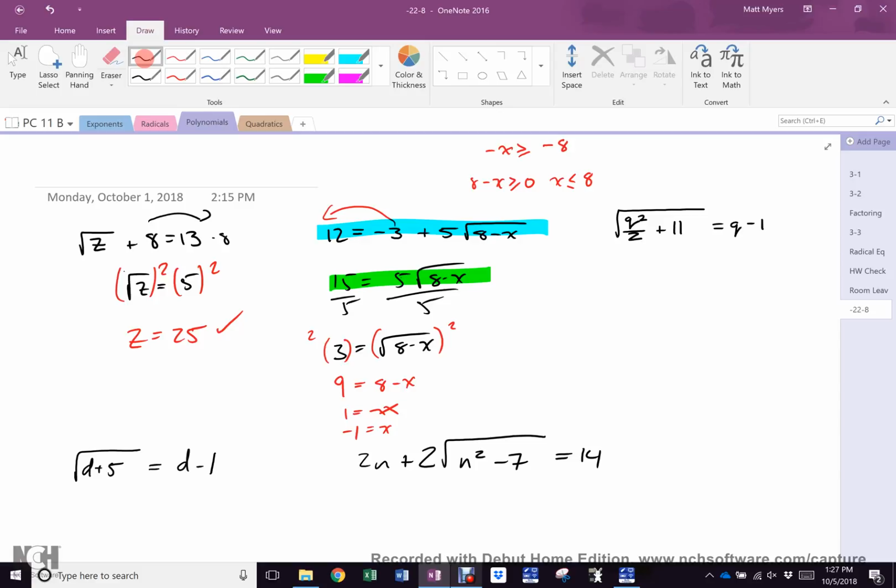equations. Is the radical isolated? Yes. So what should I do? I should square it, because it doesn't matter what's under there, whether it's a fraction or not.